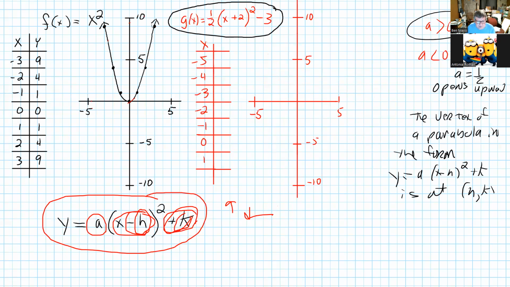Now you've got to be careful. This is a little tricky. The form is x minus h. So if we took x plus 2 and we wrote it as x minus h, h would be -2. Or you could just say it's the inverse of what's inside there. So the vertex is going to be at -2, and then the k value is -3. Okay. So the vertex is at -2, -3.